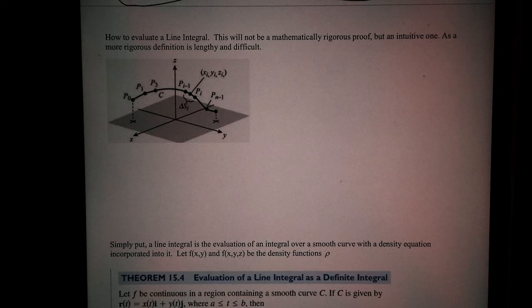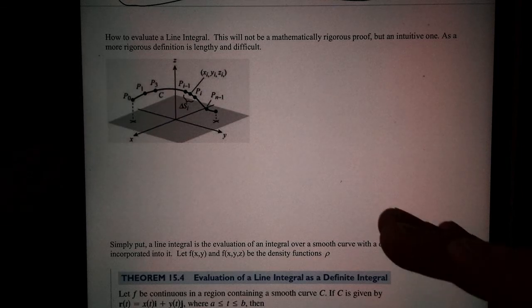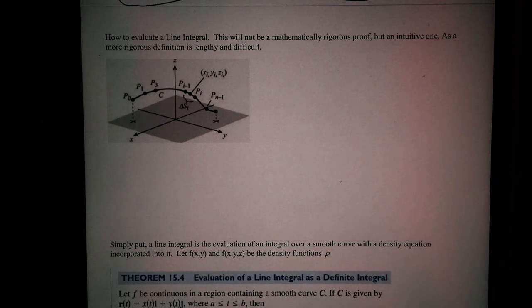Hello and welcome back. We're going to continue our discussion of what a line integral is. We're not going to go into a very rigorous proof of it, but more of an intuitive one, just to give you an idea of what a line integral does for us and how we can find it. If you're looking for a more rigorous one, there are plenty of videos out there on YouTube. It is a little bit more lengthy and very difficult, so it's a little bit above our pay grade right now.